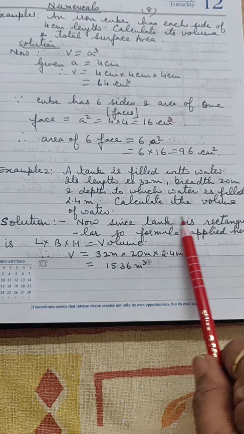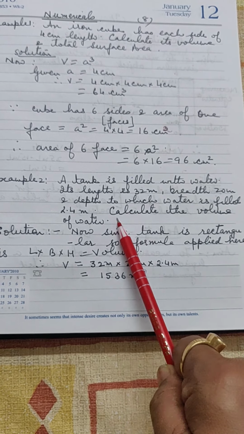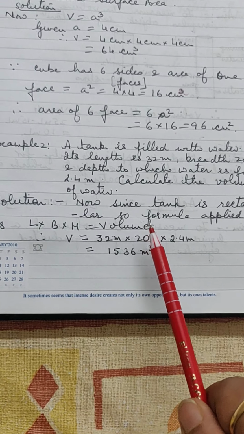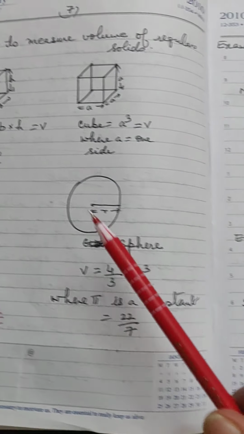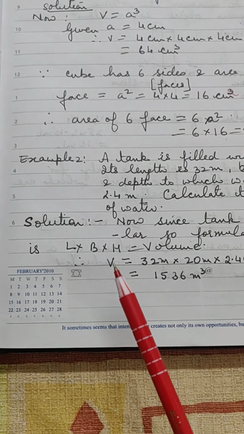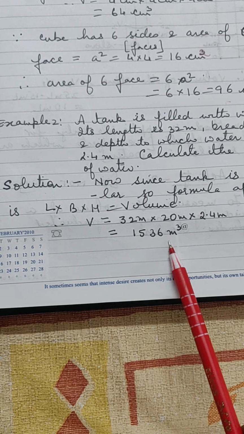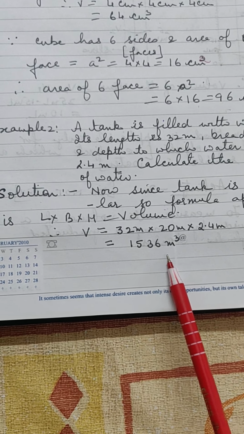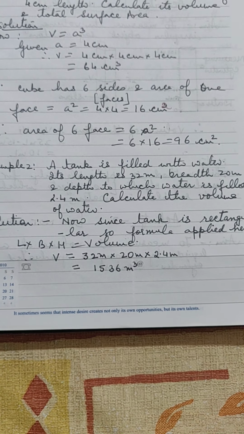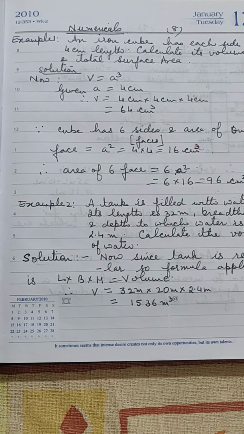Now this will be the capacity of the tank. It is containing water, so the volume of the water means capacity. We simply apply the volume formula for the cuboid, length into breadth into height. I substitute the values and you get the answer as 1536 meter cube. So this is what we learned in today's class, children.